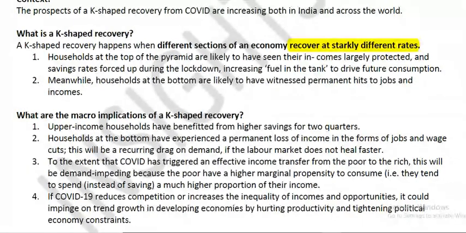Households at the bottom are likely to have witnessed a permanent hit to jobs and incomes. So these are the two types of people: households at the top, whose incomes are largely protected and who are saving for future consumption, and households at the bottom, who have witnessed a permanent hit to jobs and incomes.